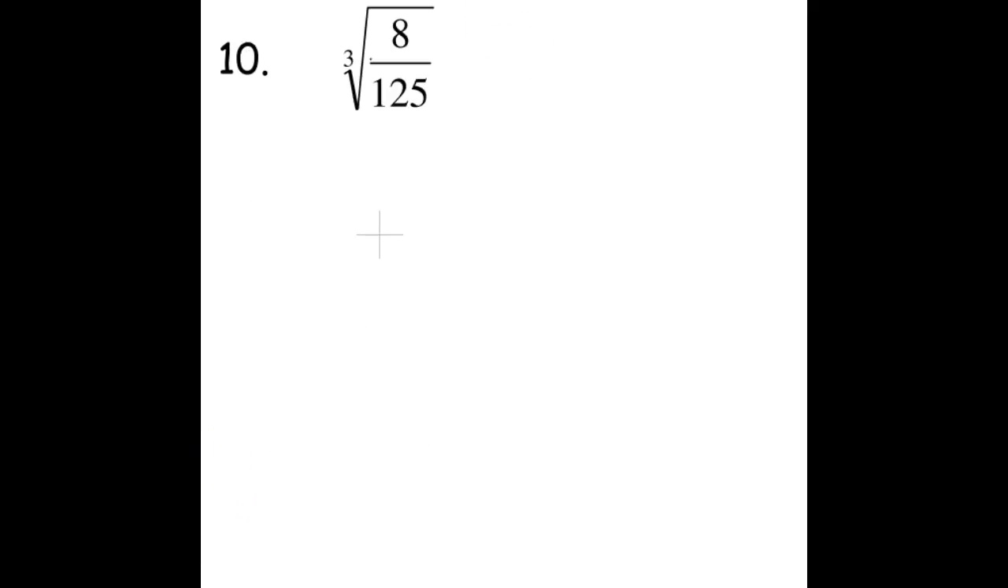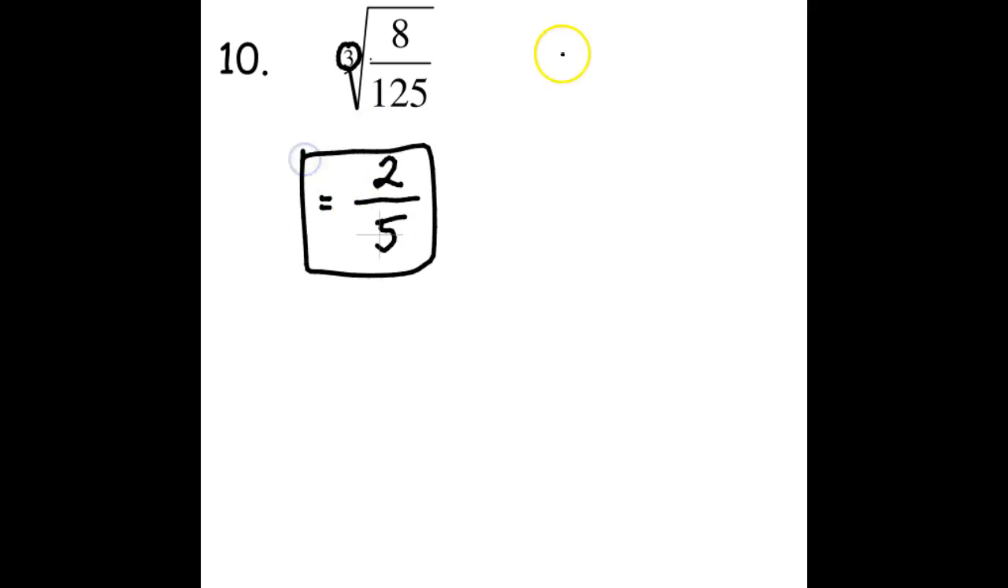Okay. So again, what times itself 3 times is 8? Okay, and you'll get, well, 2 times 2 times 2 is 8. What times itself 3 times is 125? 5 times 5 times 5. So our answer is just 2/5. And you can always double check it and make sure it's accurate. Yeah, 2/5 times 2/5 times 2/5 does equal 8 on top and 125 on the bottom.